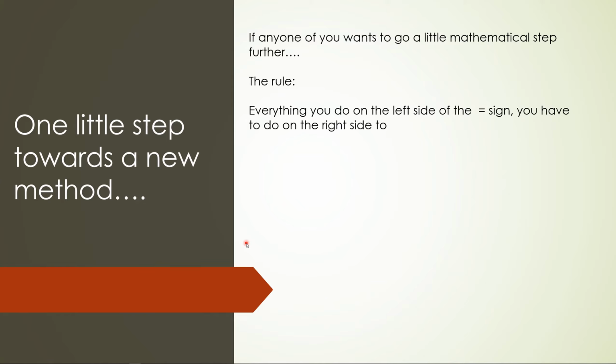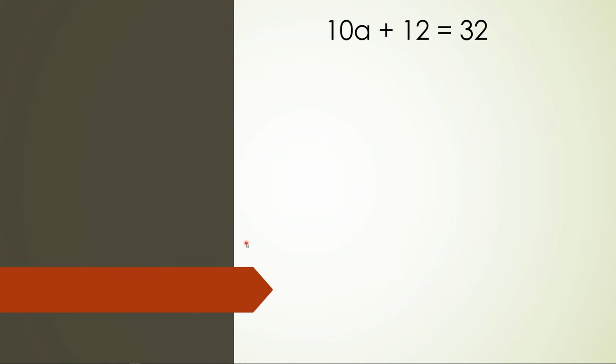It's like balancing something. If you have 10 pounds on the left side and you have 10 pounds on the right side, and you take 5 pounds off the left side, you have to take them off the right side as well. Otherwise, the whole thing isn't in balance anymore. That's the holy rule for this method. Let's take a look at some examples.